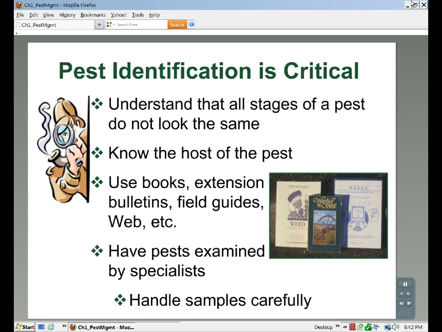If you can't identify the pest, take it to a specialist. When collecting specimens for identification, make sure you collect several specimens and store them in suitable containers. Don't forget to record important specimen information like the host plant and location where the specimen was collected.